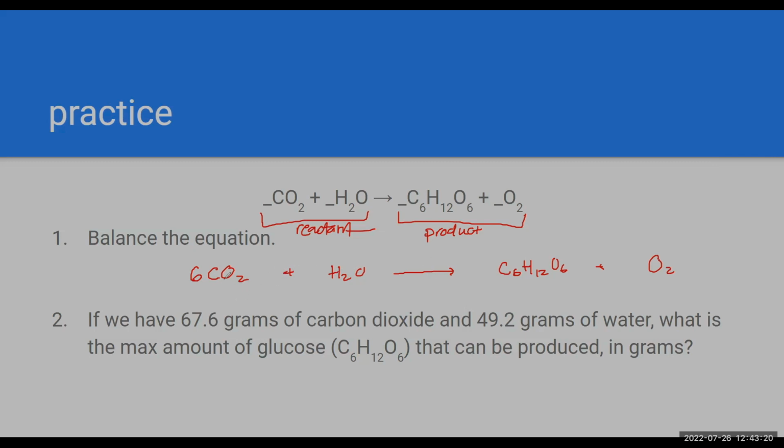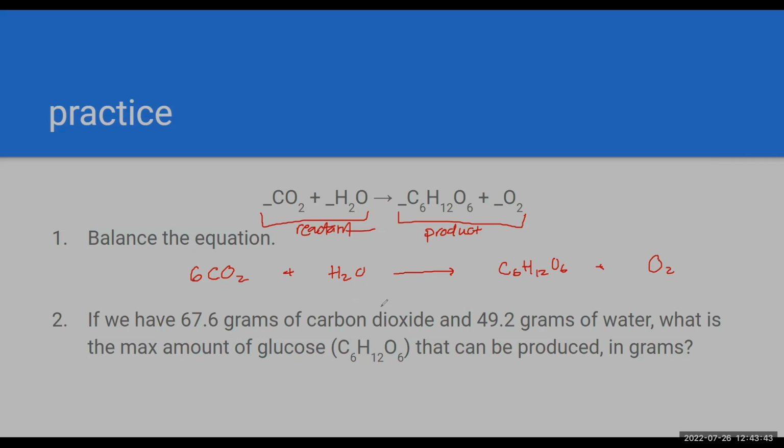Now I have a total of 13 carbons on the left side and 8 carbons on the right side. So what I can do here is I can look at the other atoms that are present. So I'm going to see there's H2O. There's going to be 2 hydrogens here on the left side. And there's going to be 12 hydrogens on the right side.